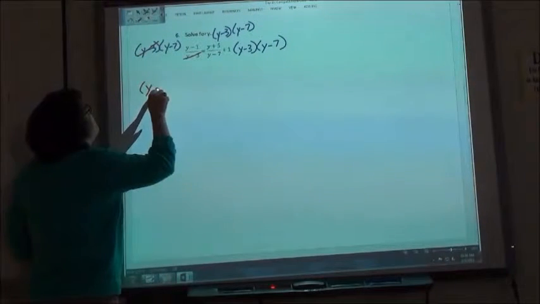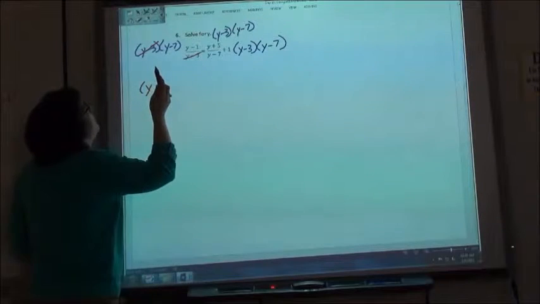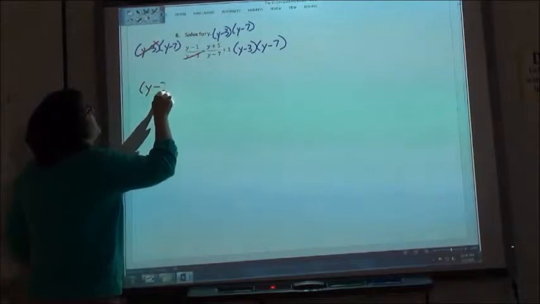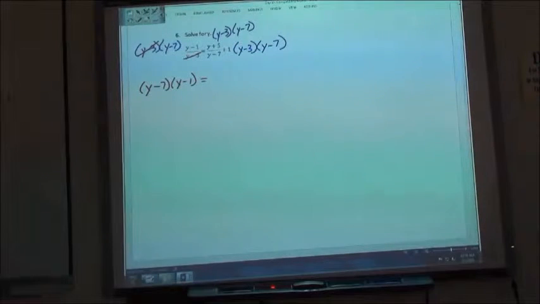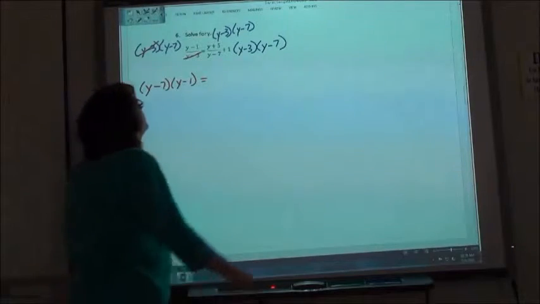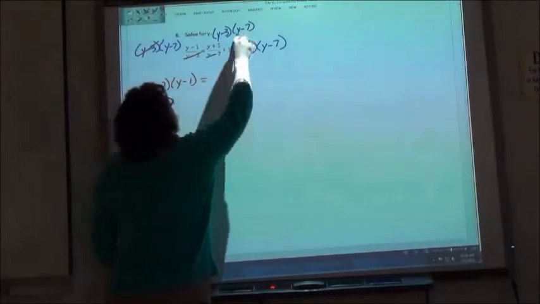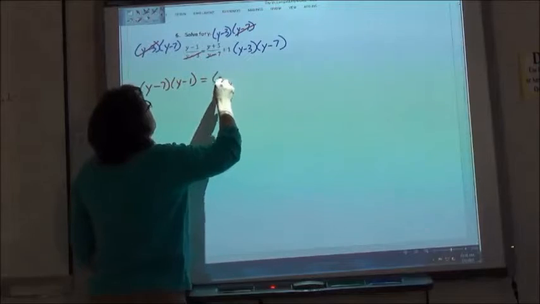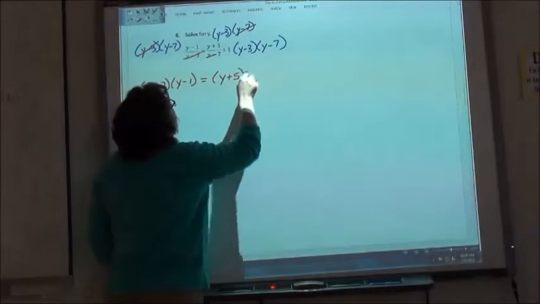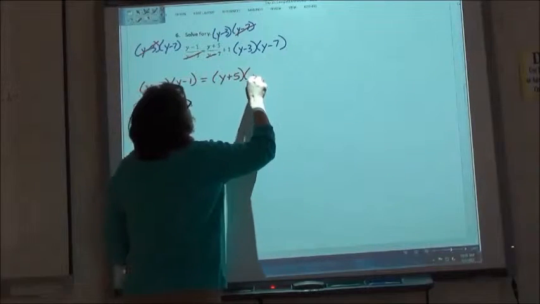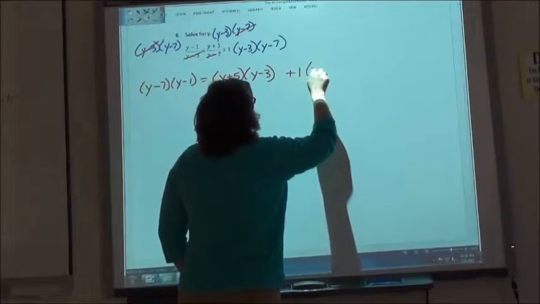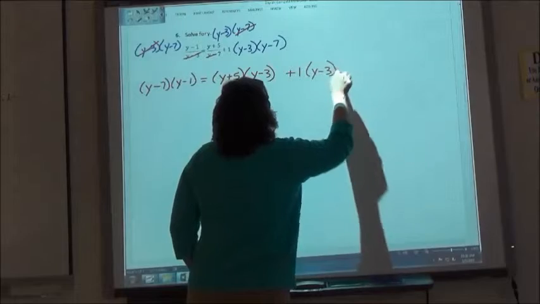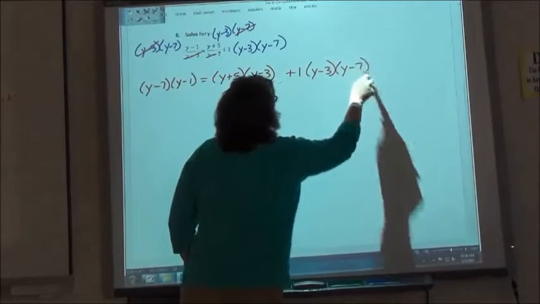You want to put the 1 down there first and then y minus 7? It doesn't matter. Okay, y minus 7, y minus 1. Just so you got them both, doesn't matter what order. Is going to equal, the y minus 7 is going to cancel out, so it's going to equal y plus 5 plus y minus 3, which is going to be plus 1 times y minus 3 and y minus 7.